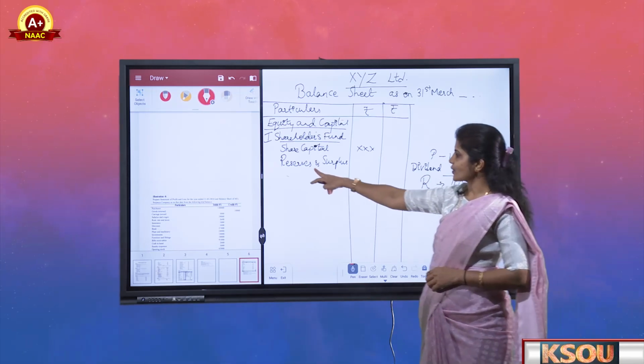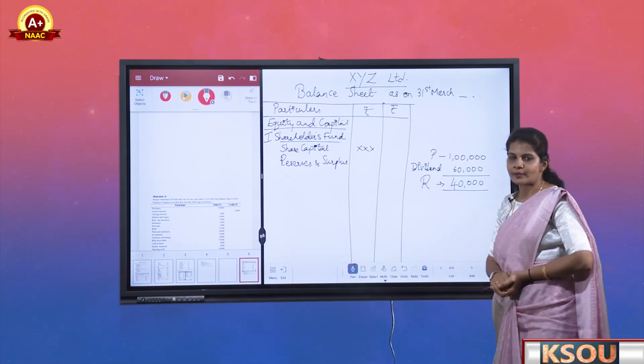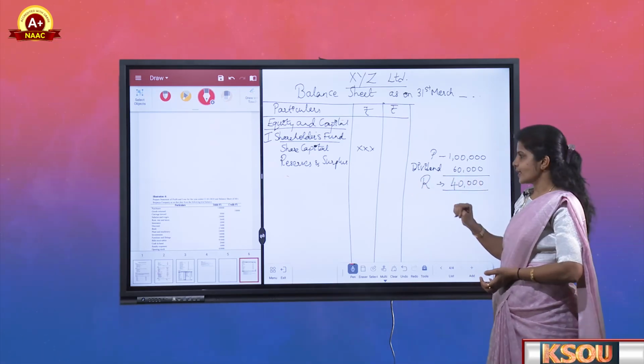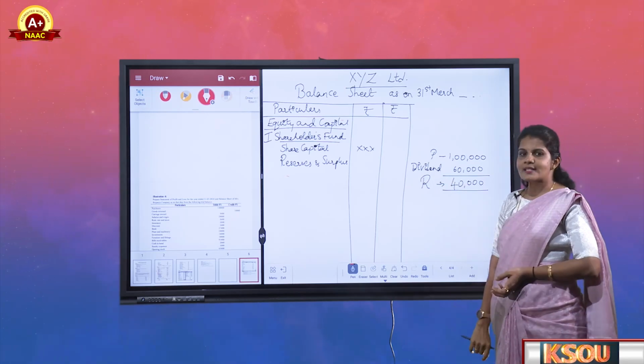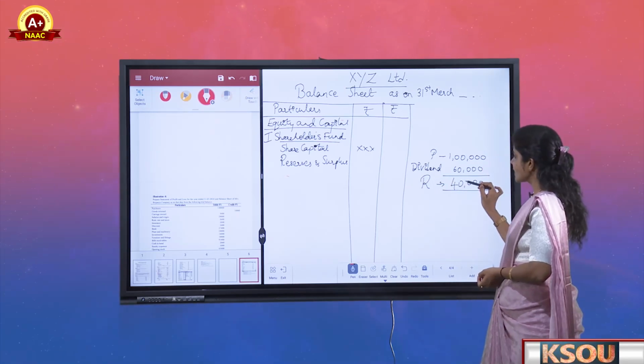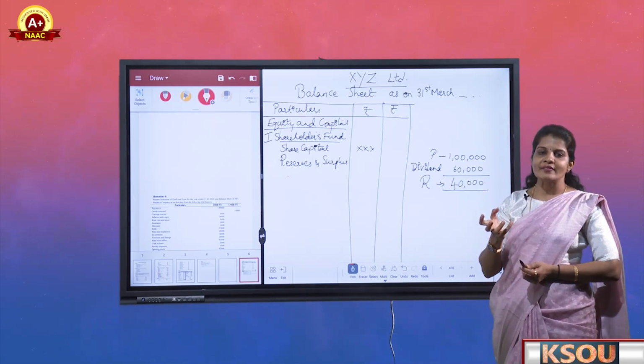Okay, so the reserves of 40,000. This is an example to make you understand. So this 40,000 is called what? Reserves. In the same way, then what is surplus? See, this surplus is nothing but, during the business, whatever profit they have earned.